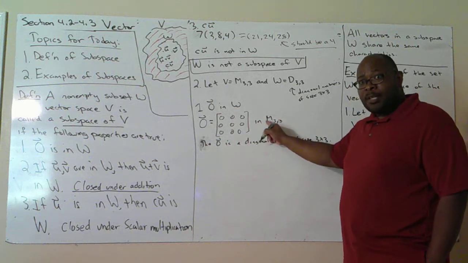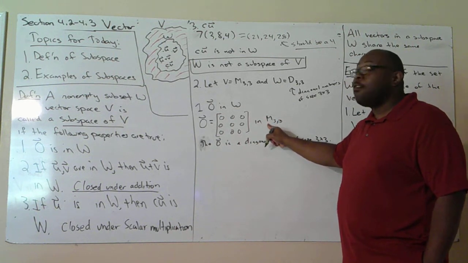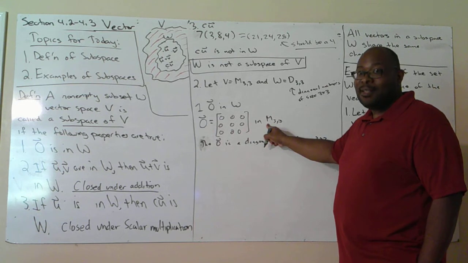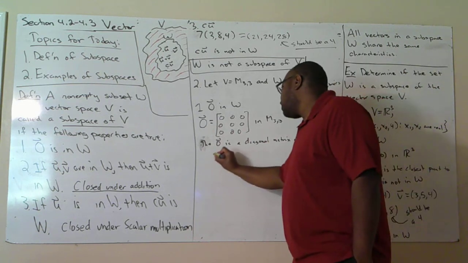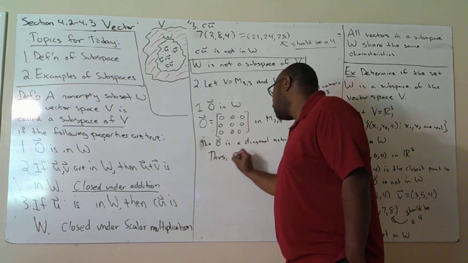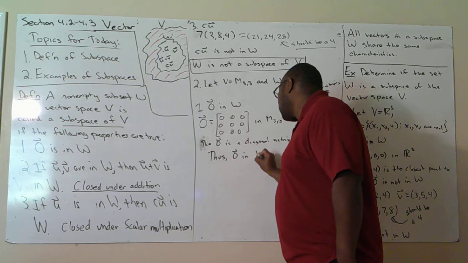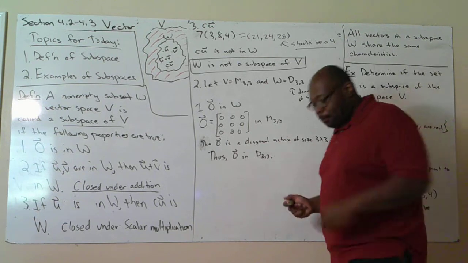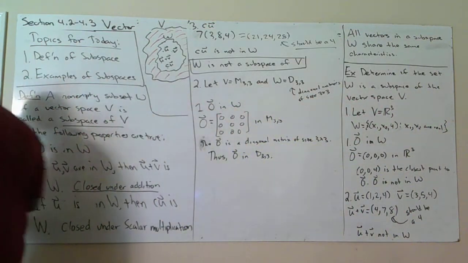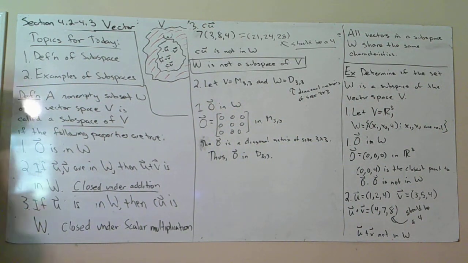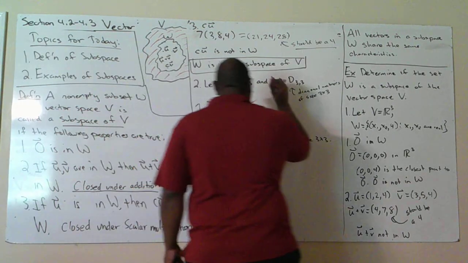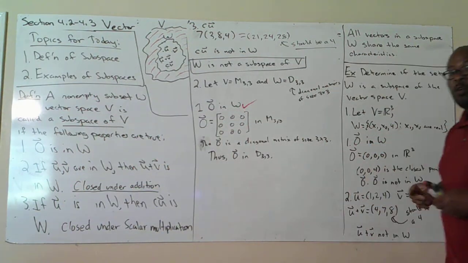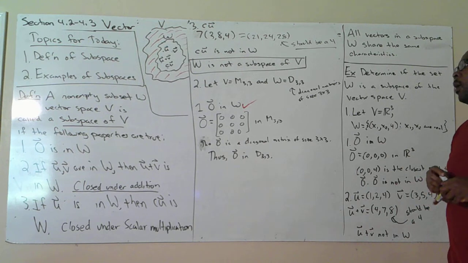Matrix is a diagonal matrix of size 3 by 3. So therefore, the 0 vector has to be in D33, right? So this first one checks out. I'm going to use a red marker to say that this checks out. Check.